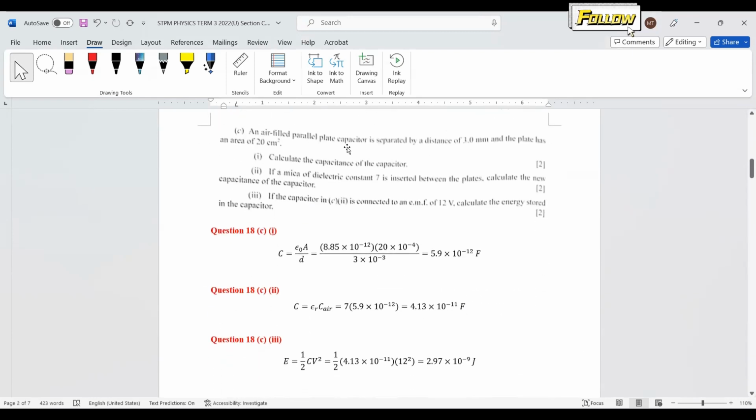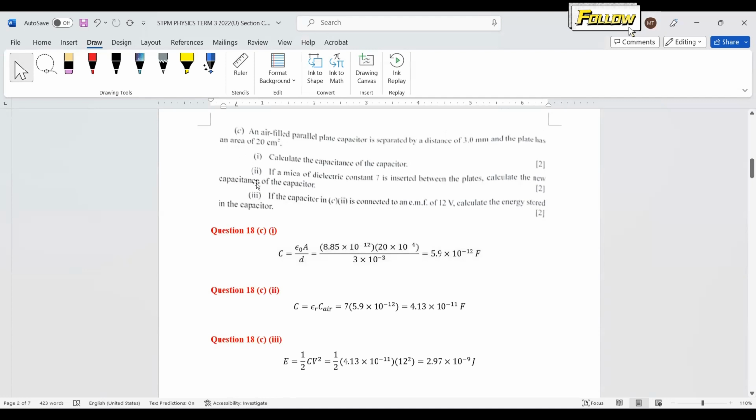An air-filled parallel plate capacitor is separated by a distance of 3 mm and the plate has an area of 20 centimeters squared. Calculate the capacitance of the capacitor. Quite straightforward. We just use the formula epsilon naught A over D. All the information is given, just put it in. The answer for this one should be around 5.9 times 10 to the power negative 12 farad.